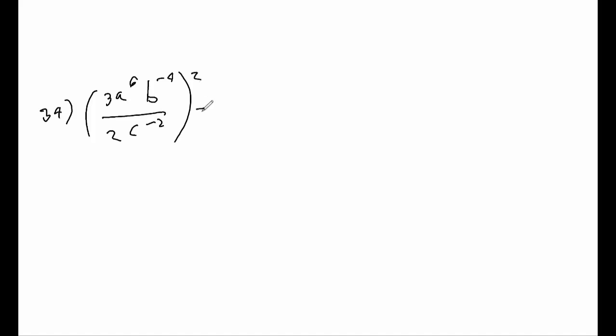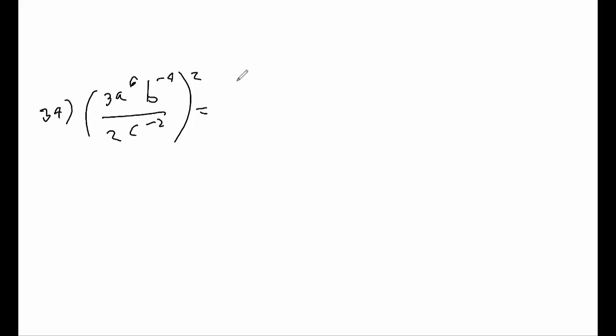Well, my strategy here, and of course you can just multiply it in and work it out the long way, but I'm going to make a strategy here. And I see I have these negative powers inside my bracket, so I want to get rid of the negative powers inside here. So I'm going to use my negative quotient rule to do this. That means I'm going to bring my b to the negative 4 downstairs and make that b to the positive 4. And then I'm going to take my c to the negative 2, move that upstairs, and make that c to the positive 2.